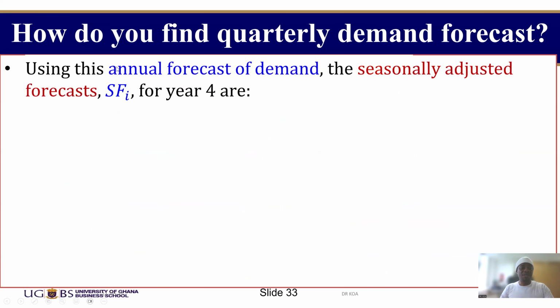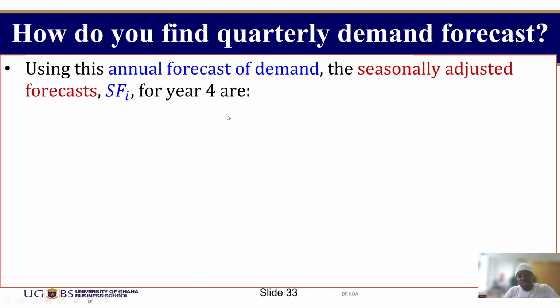So using the annual forecast of demand, we can now find the seasonally adjusted forecast, or what we call the seasonal forecast, SF. The reason we call it seasonally adjusted forecast, SF, is so that it will not be confused with the seasonal factor, which is also S.